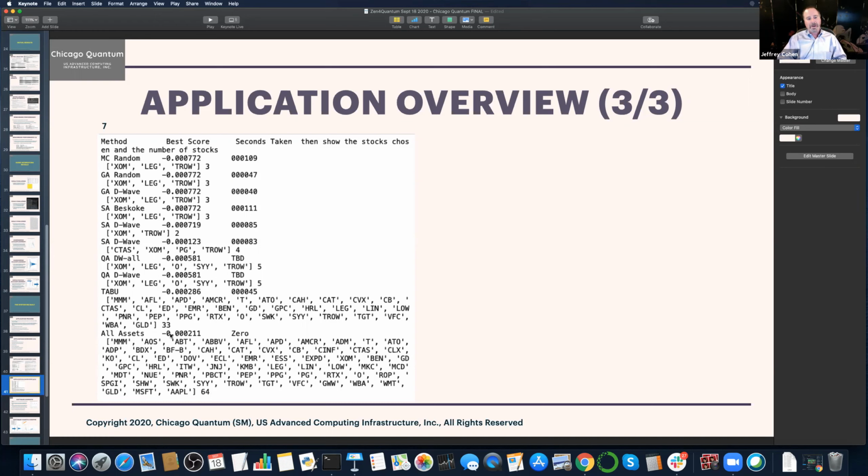The Chicago Quantum Net Score for all assets is 3 zeros and a 2. The best is 3 zeros and 7. So there's a lot of value created by finding the stocks that move properly.